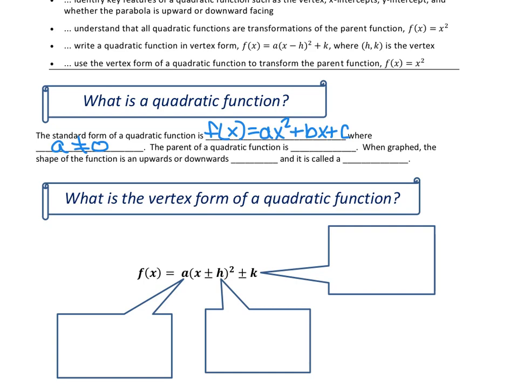The parent of a quadratic function, we already looked at quite a bit in Chapter 1, is f of x equals x squared. That's our most basic quadratic, and the shape of that function is either an upward or downward facing U. I'll try to put both of those in there. And we already know that it's called a parabola.